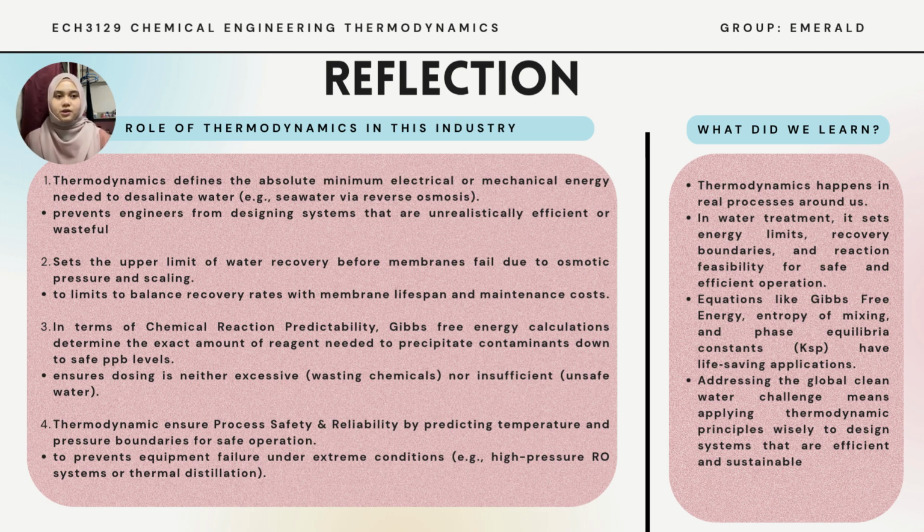What did we learn in this project? We learned that thermodynamics is not just a theory, it's something we see in real industrial processes. In water treatment, it defines energy limits, reaction feasibility and recovery boundaries, helping systems run efficiently and safely. We also discovered that equations like Gibbs free energy, entropy and phase equilibrium constants have real-life applications that can even save lives by ensuring clean, safe water. Overall, this project shows that solving global water challenges means applying thermodynamic principles wisely, designing systems that are both efficient and sustainable.